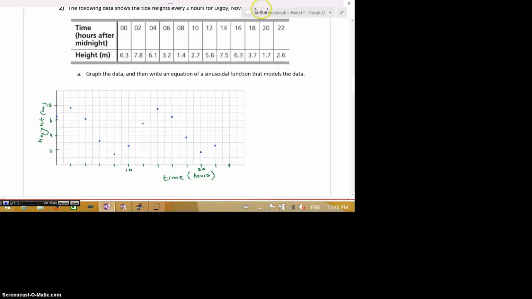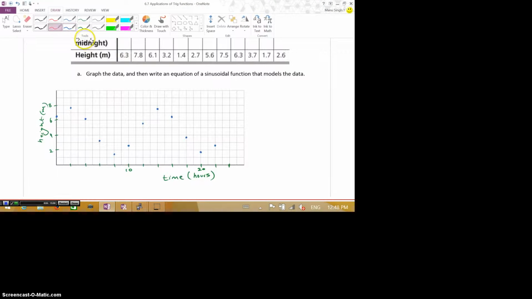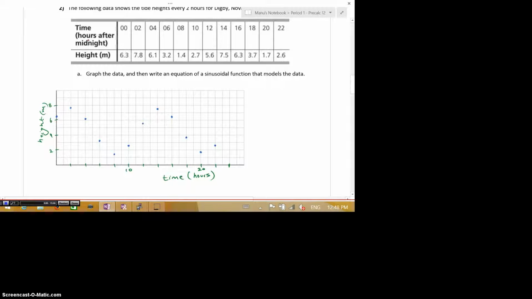Okay, so once you plot all the dots and you draw your curve of best fit, bear with me here as I try and do that. So you should have something that looks like this. Okay, a curve of best fit. That's going to represent a sinusoidal function. Now we're going to use that graph to try and figure out the equation.